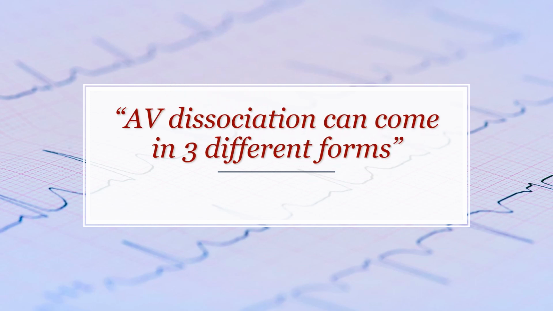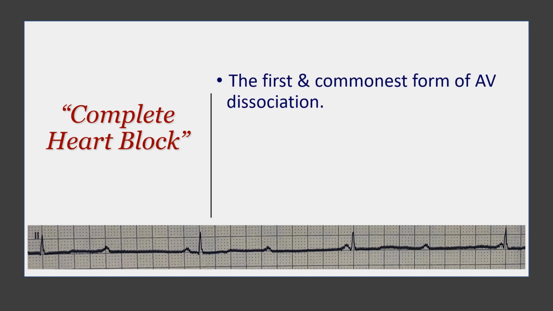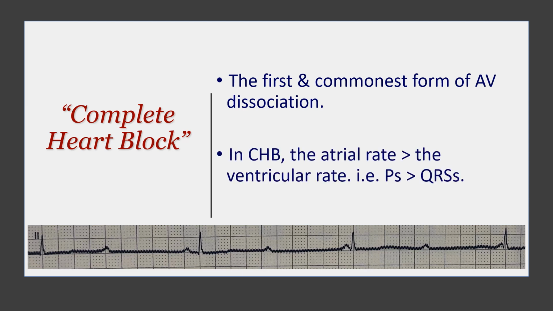Okay, let's go a bit more deeply with that. So let's talk about the different forms of AV dissociation that we know. The first form, and the commonest one, is the complete heart block. This is the commonest form of AV dissociation that we're aware of, in which you get an atrial rate that is more than the ventricular rate. So in complete heart block, the number of P waves will be more than the number of the complexes.